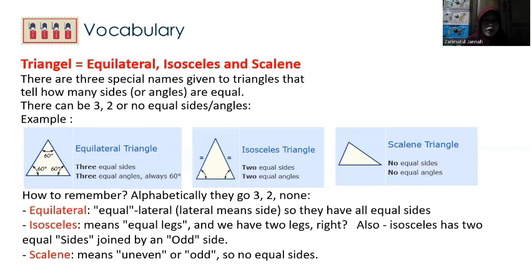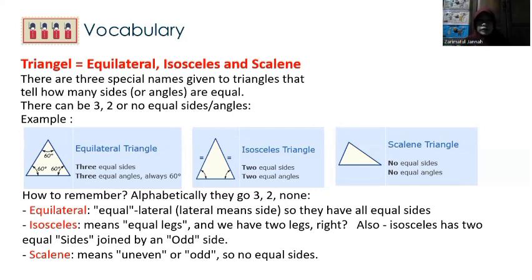How to remember? Alphabetically, they go: three, two, none equal. The first, equilateral: equal, lateral means side, so they have all equal sides. Isosceles means equal length, and we have two legs, right? Isosceles has two equal sides joined by an odd side. Scalene means uneven or odd, some not equal sides.